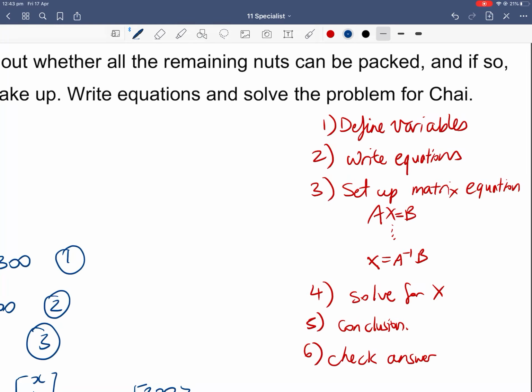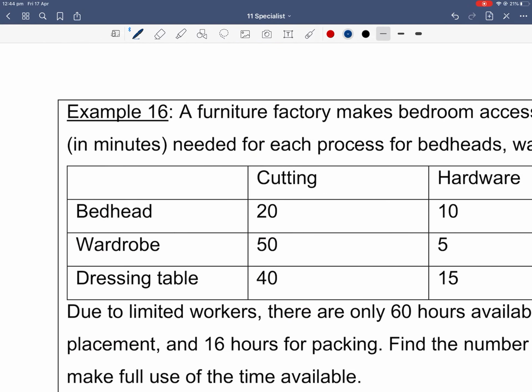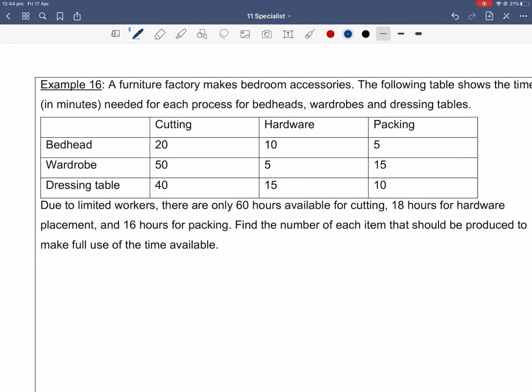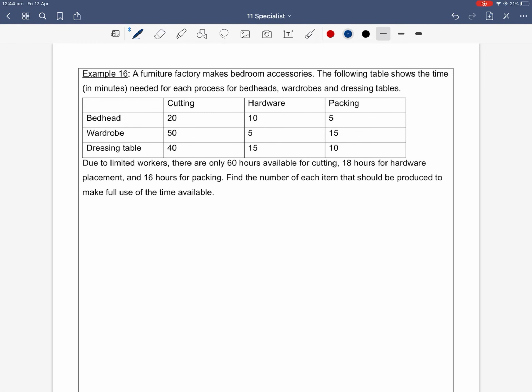Step 3, set up your matrices and set up your matrix equations of AX equals B. Step 4, solve for X. You may need to use a graphics calculator for higher order matrices. Step 5, write your conclusion with units. And step 6, check your answer. So you literally follow the same process for example 16.